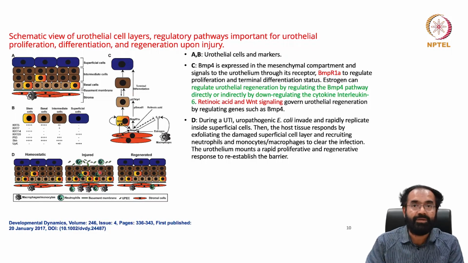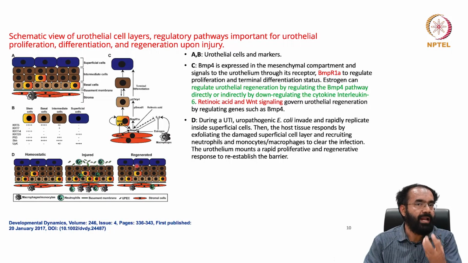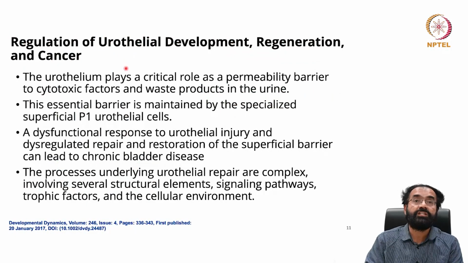But when there is a damage, as you can see here in this picture, it must superactivate this pathway so that it can restore back the normalcy. So this is how your urinary bladder epithelium damages and it gets restored back. So the regulation of urothelial development, regeneration in cancer, the urothelium plays a critical role as a permeability barrier to cytotoxic factors and waste products present in the urine. The essential barrier is maintained by the specialized superficial urothelial cells we saw in the picture.